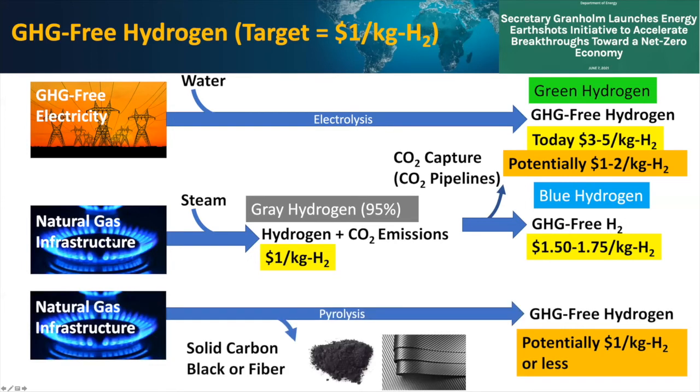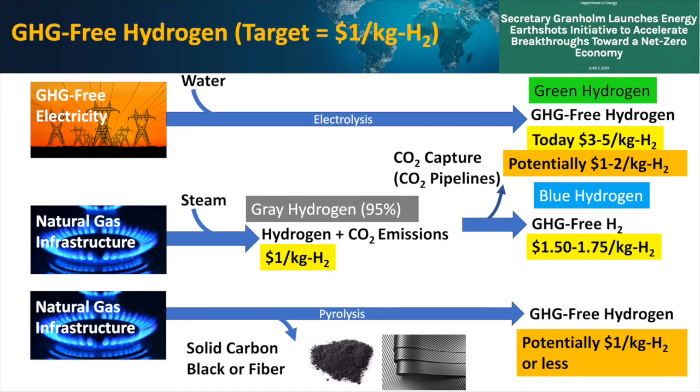Finally, an emerging approach is to use the natural gas infrastructure to bring the feedstock, but then pyrolyze it to make solid carbon and produce greenhouse gas-free hydrogen. That is potentially at a cost of $1 a kilogram, as long as you can sell the carbon. So this is something that is emerging right now.